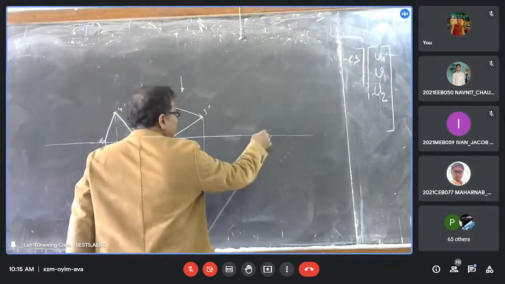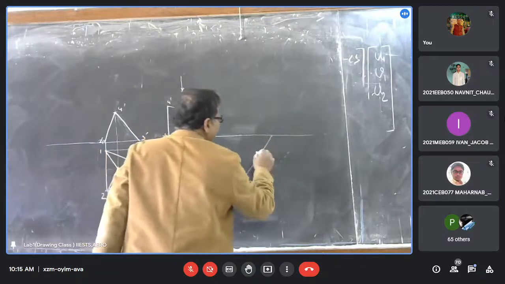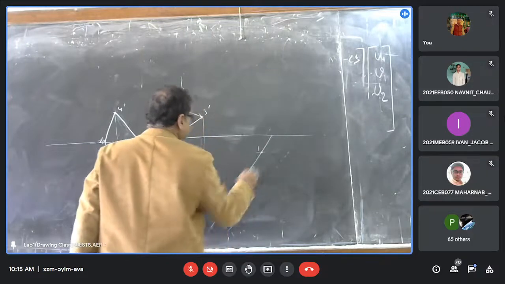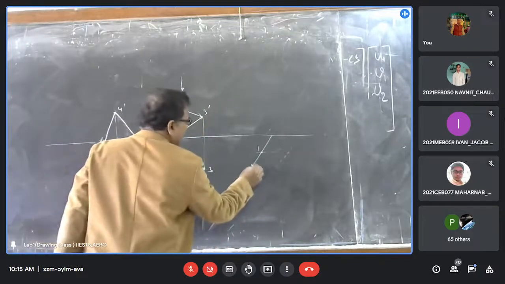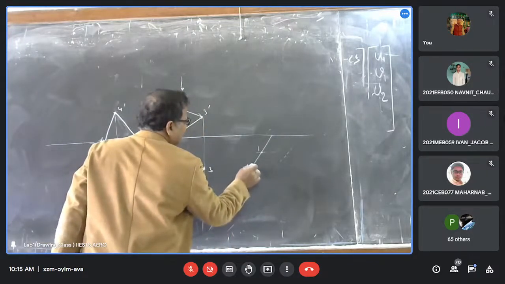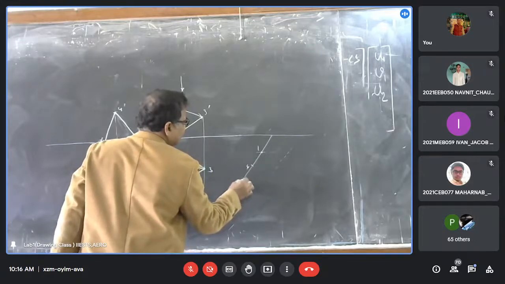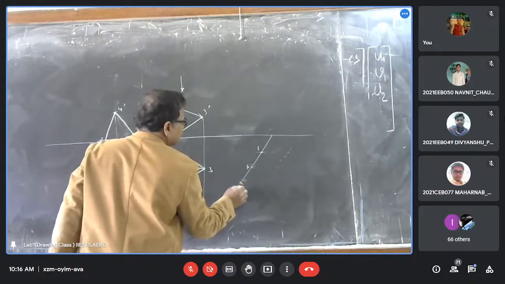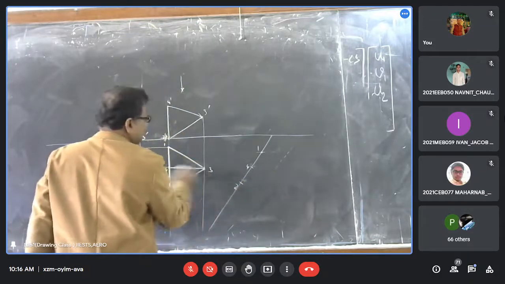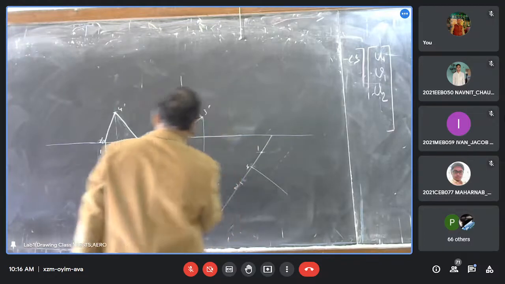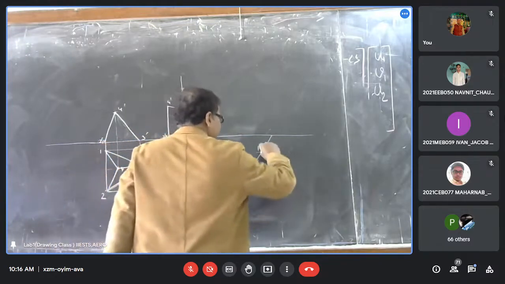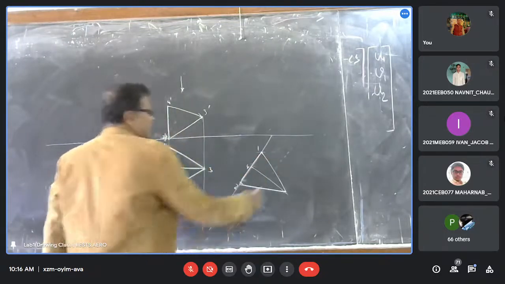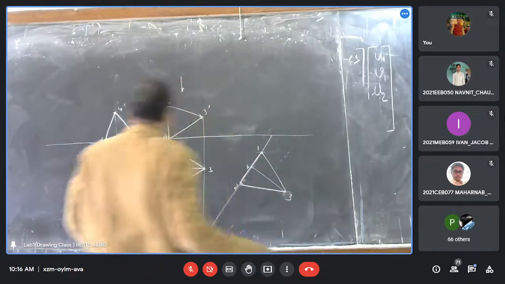Measure 10 millimeter from the ground line and locate this point as 1. This is 1. Then measure 1 to 2 and 1 to 4. This is your 4, and this is your 2. And then draw the perpendicular line and cut this length. Just copy. Okay. And this is your P.